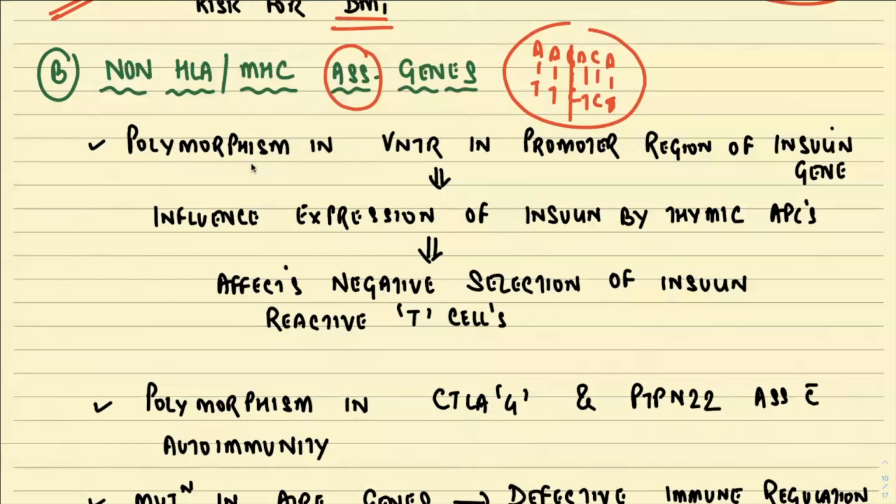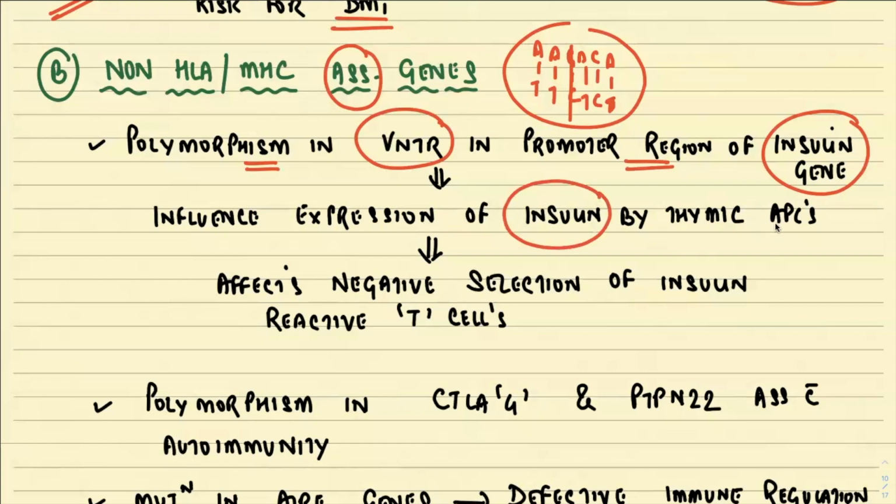Now, sometimes certain changes are present in the VNTR region. VNTR is a variable nucleotide tandem repeat sequence in the promoter region. So basically, some subtle or very small changes in the promoter region of the insulin gene influence the expression of insulin by the thymic antigen presenting cells. Normally, our thymic antigen presenting cells present the insulin to the T cell. And when the T cell sees the insulin, it recognizes, okay, insulin is our body part, so I should not act against insulin.